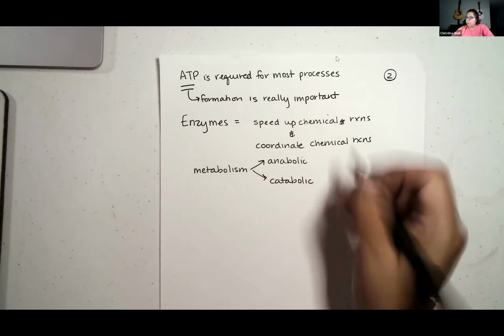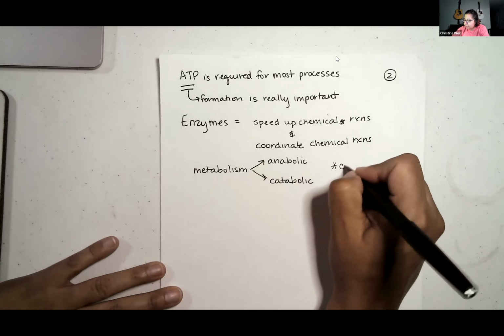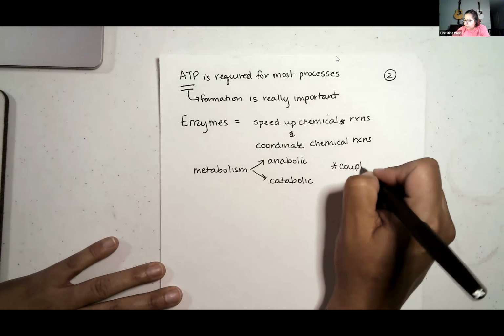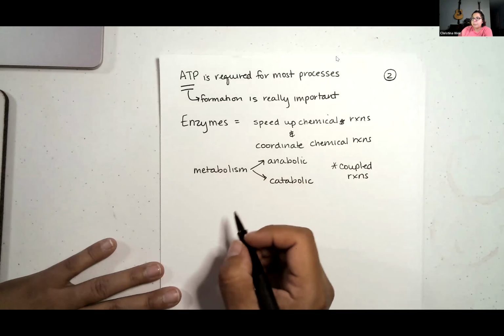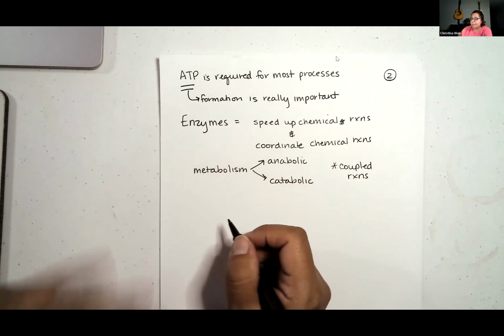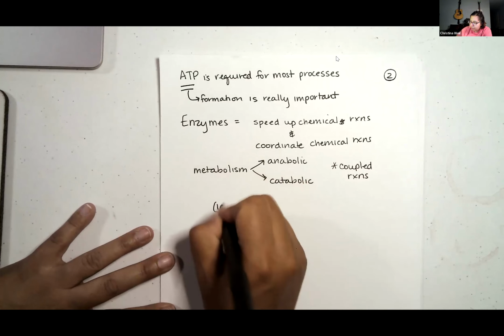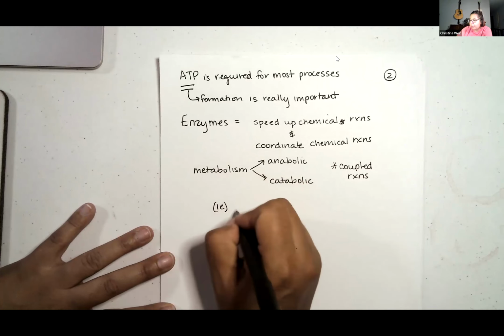So many times you have to break something down in order to recycle the parts and build them later. This example is what we call coupled reactions. Coupled reactions means that the beginning of one is dependent on the ending of another, or that they occur at the same time. So a lot of reactions are coupled. A good example would be when we want to break something down.